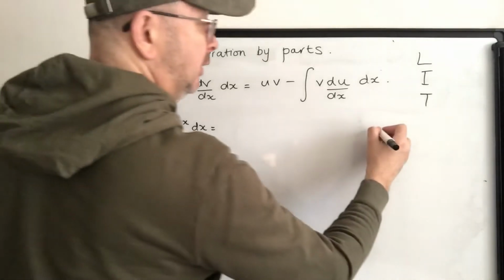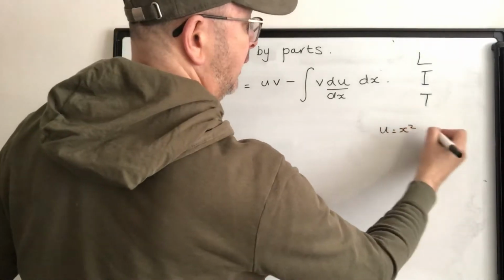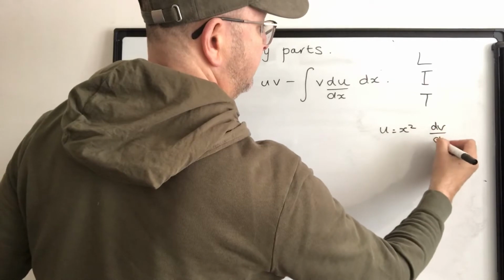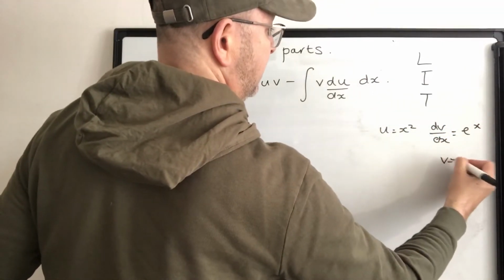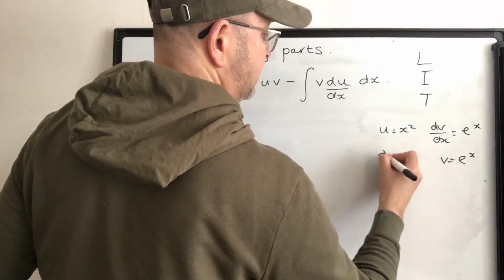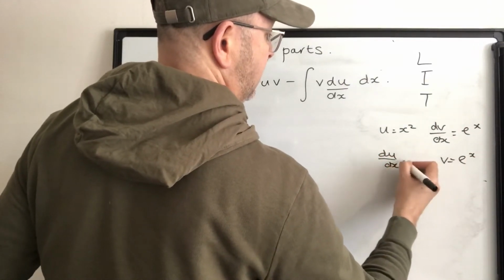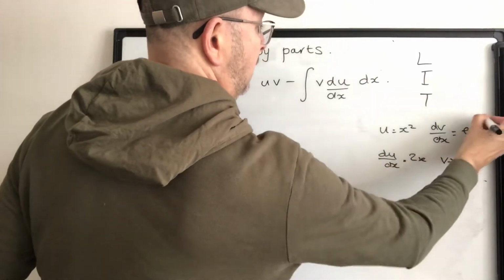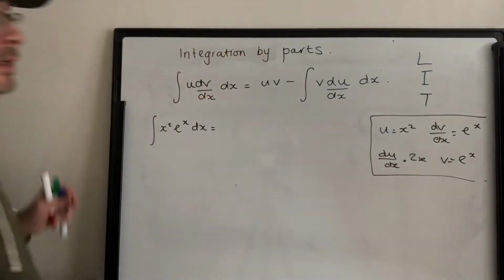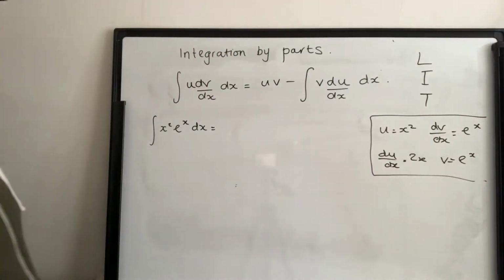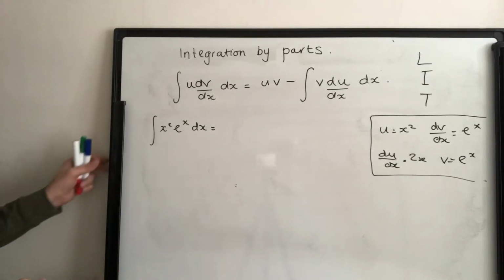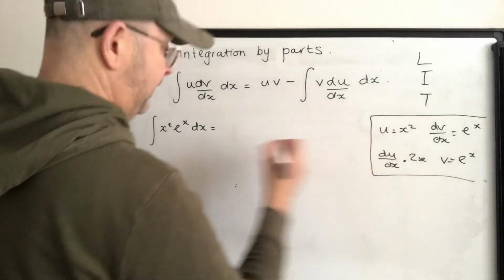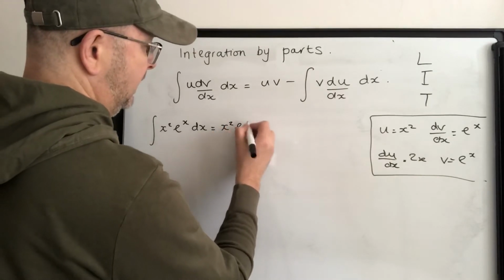So again, u is x squared, dv dx is e to the x. So v is e to the x when we integrate, so du dx is 2x. I'll put that in a box, so do your working like that on the right, but do lay it out. Don't try and do it in your head because it just leads to errors. So uv is x squared e to the x.